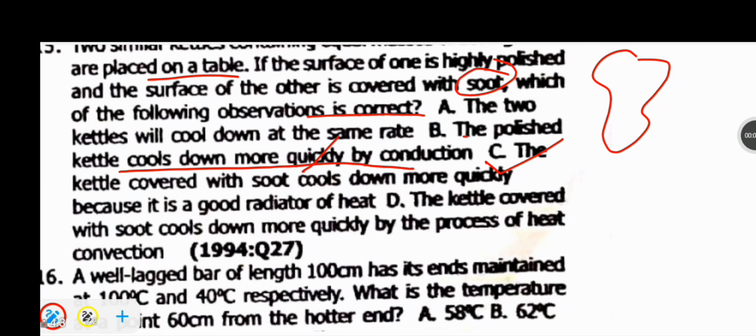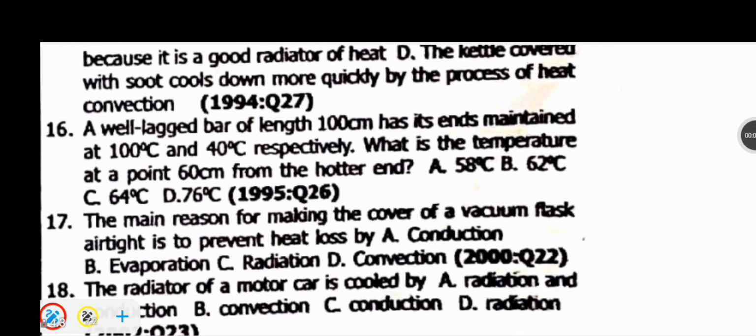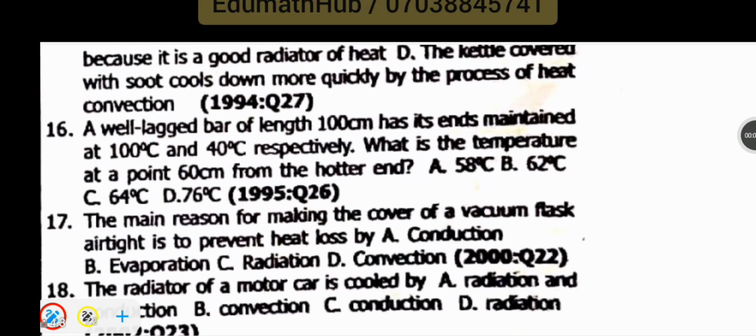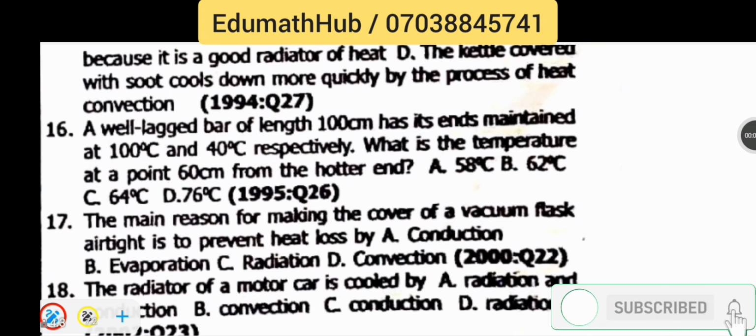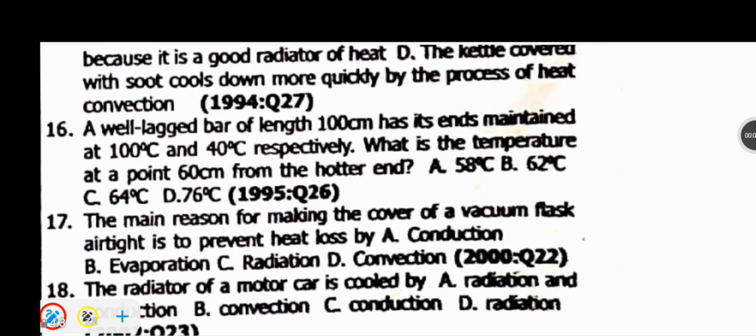Now a well-lagged bar of length 100 cm has its ends maintained at 100 degrees C and 40 degrees C respectively. We have to find the temperature at a point 60 cm from the hotter end. So this is under calculation. We are told that the bar is 100 cm, then one end is 100 degrees C.